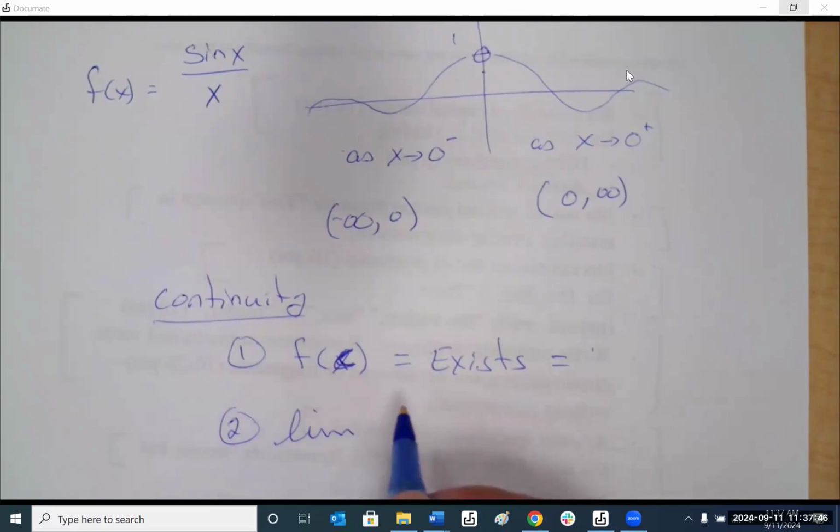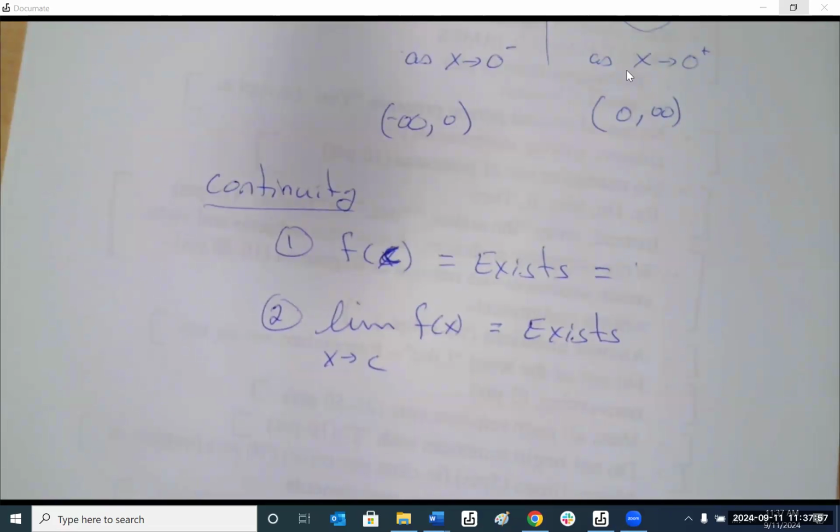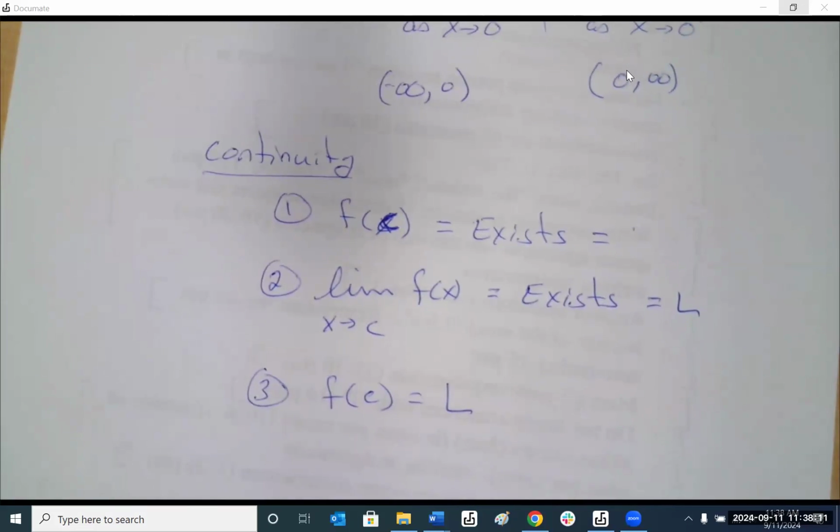The limit of f of x as x approaches c exists, which means it comes in from both sides. If it exists, it's got to be some value L. Then in order to be continuous, those two have to be the same. The limit point and the value at that point have to be the same. That's what we have to do for continuity.